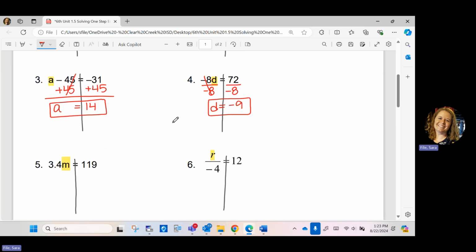Here's another division because 3.4 is being multiplied by M. The opposite is to divide. And what we do to one side, we do to the other. So it isolates the M, which was the goal. And we just type in 119 divided by 3.4, and we get 35.